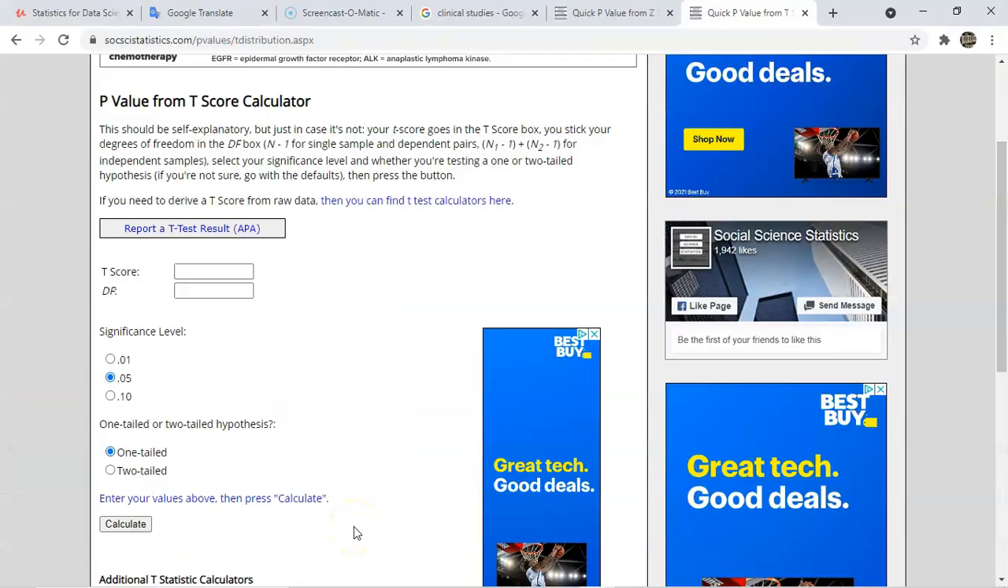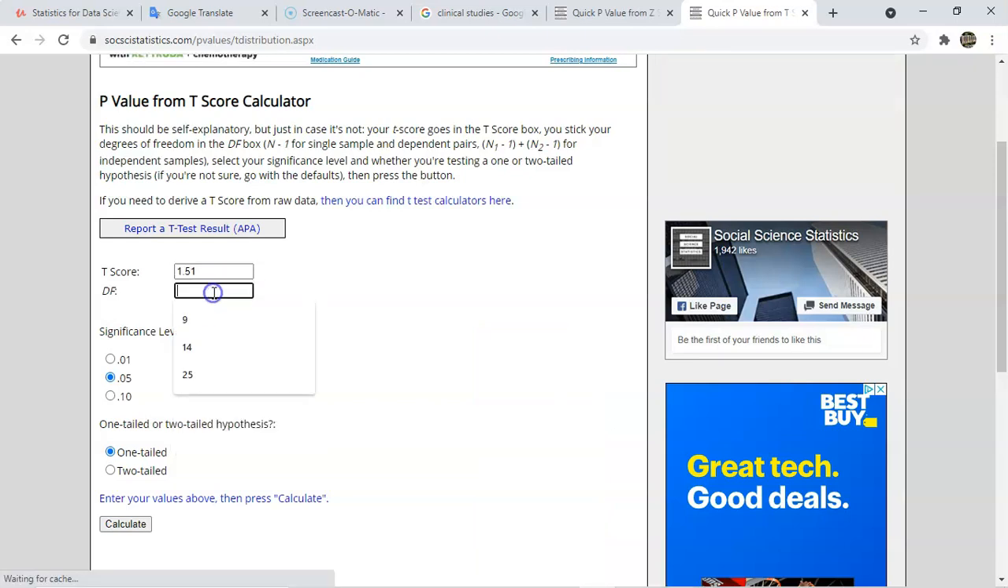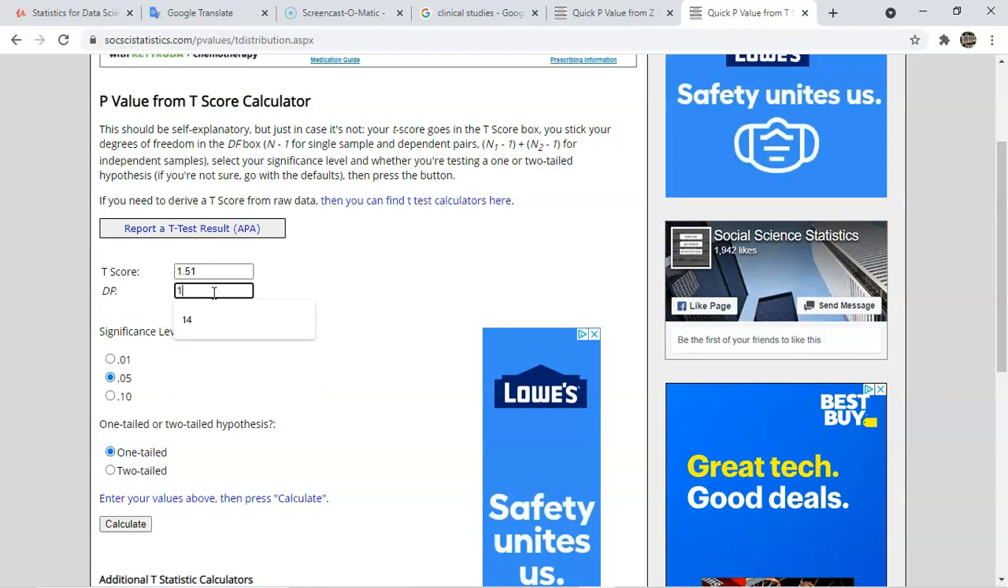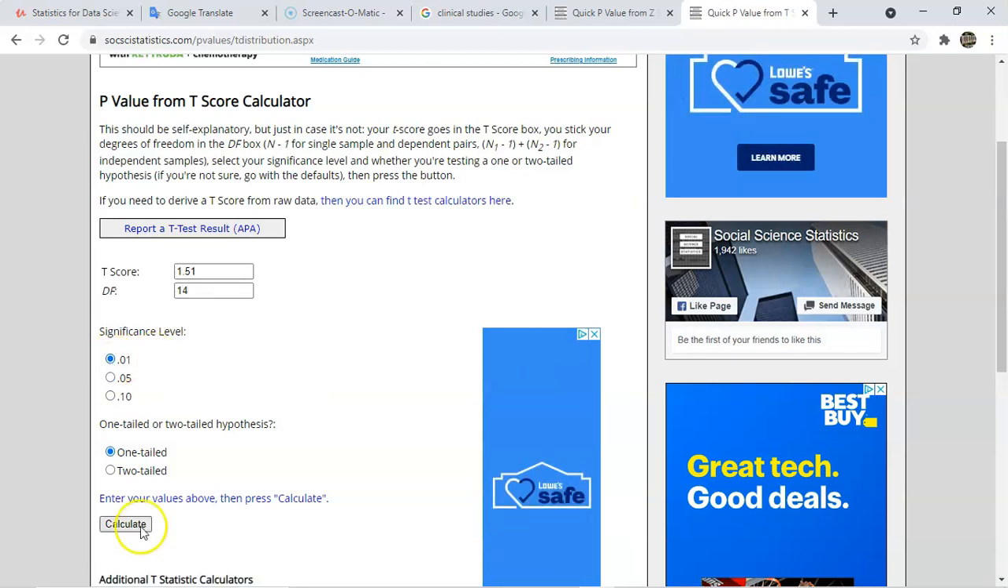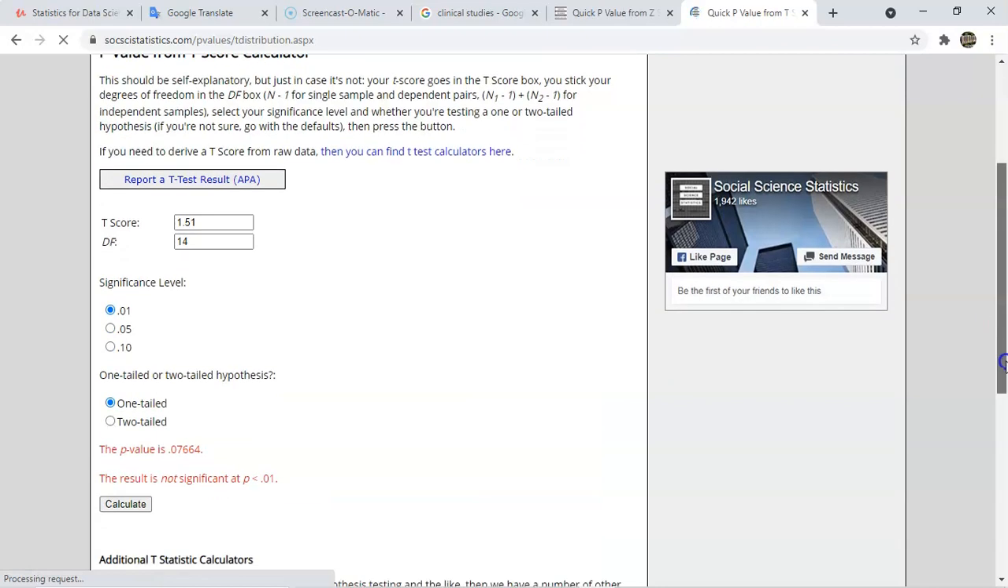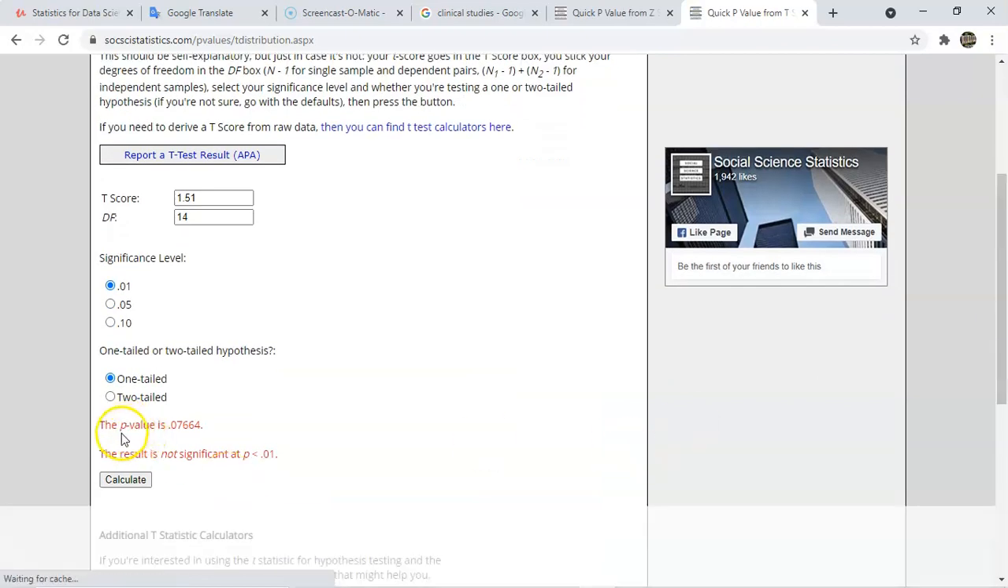So let's this time use the online calculator to find the p-value instead of using the t-value from the table. The absolute value for the t-score is 1.51 and the degree of freedom is 14. The significance level here is 1% and we have only one tail, so we'll keep it one-tailed. Click on calculate, scroll down, and you can see here the same results.